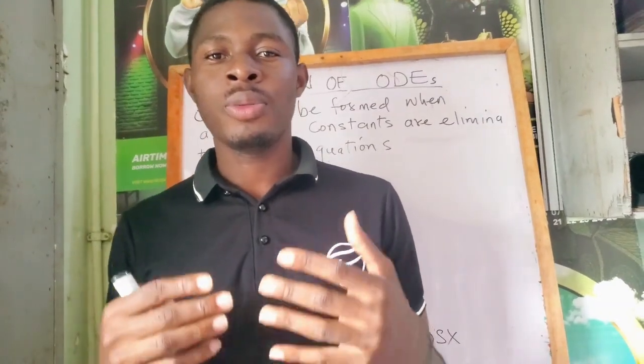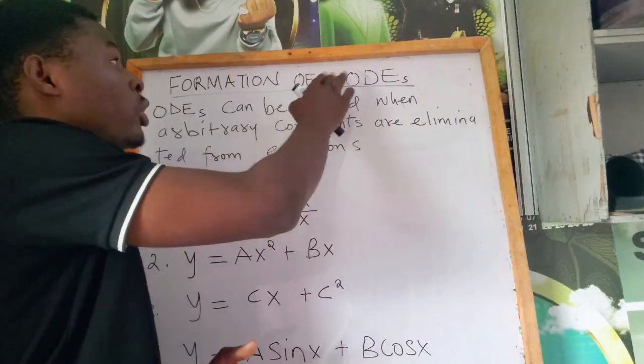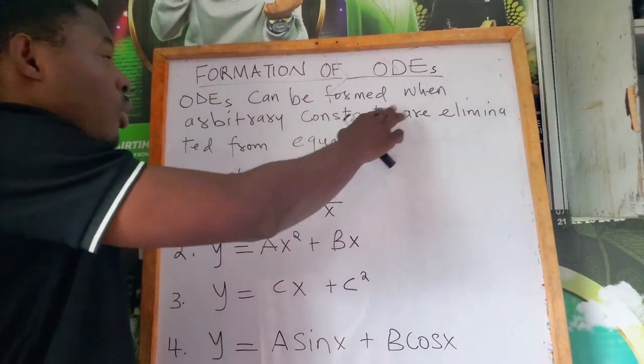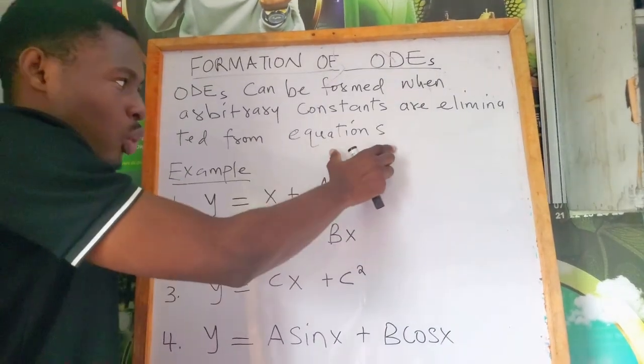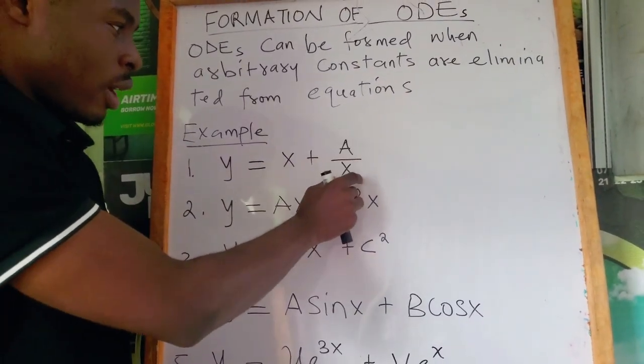Hello and welcome. Today we are going to be looking at the formation of ordinary differential equations. ODEs can be formed when arbitrary constants are eliminated from equations. So this is y is equal to (x plus a) all over x.